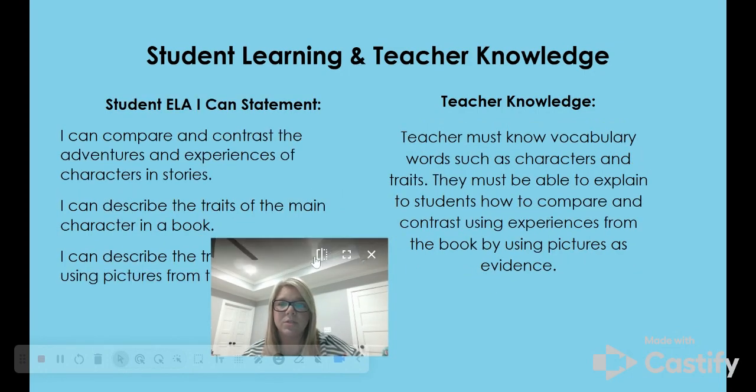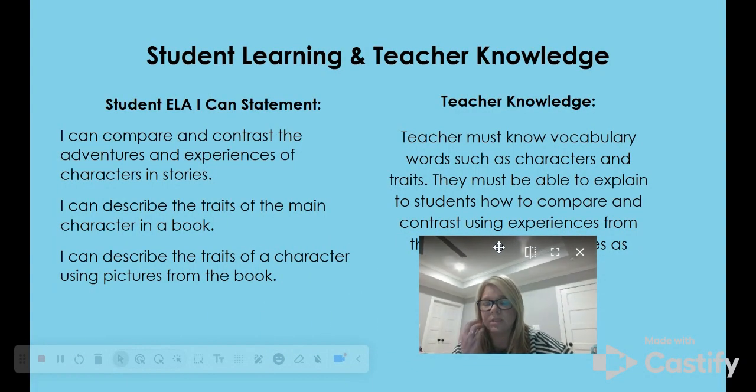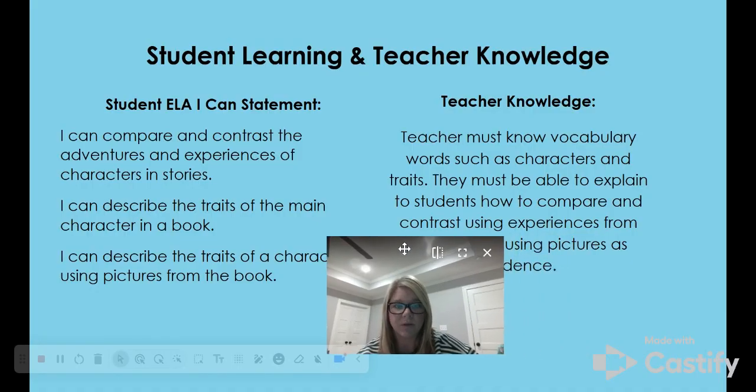Student learning and teacher knowledge. Student ELA I can statements. I can compare and contrast the adventures and experiences of characters in stories. I can describe the traits of the main characters in a book. I can describe the traits of a character using pictures from the book.